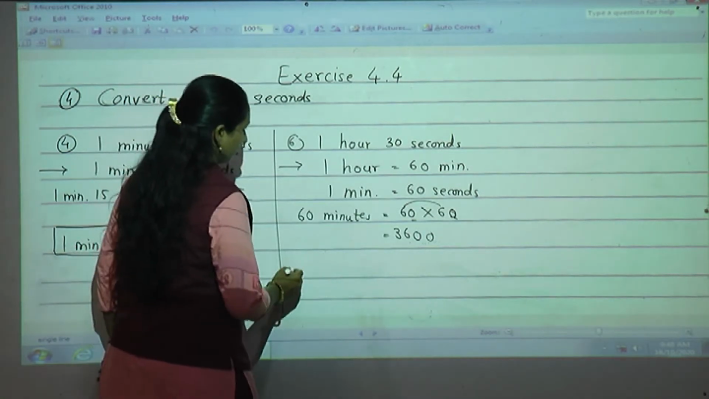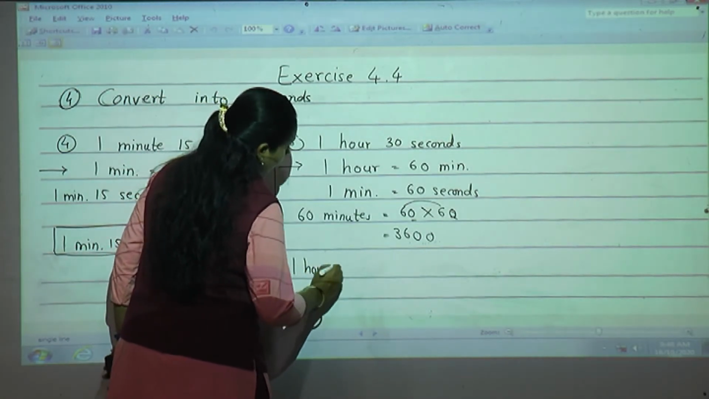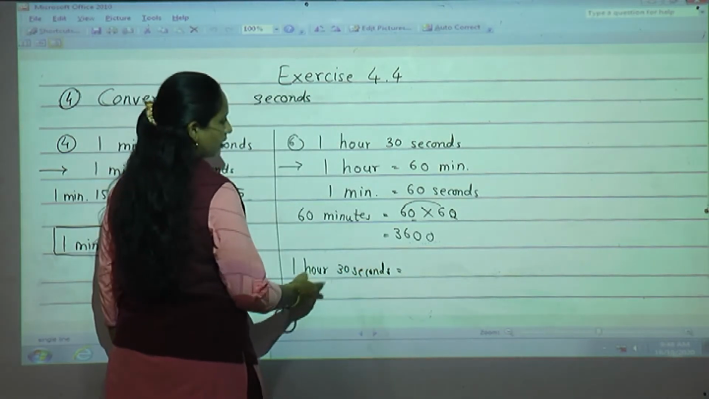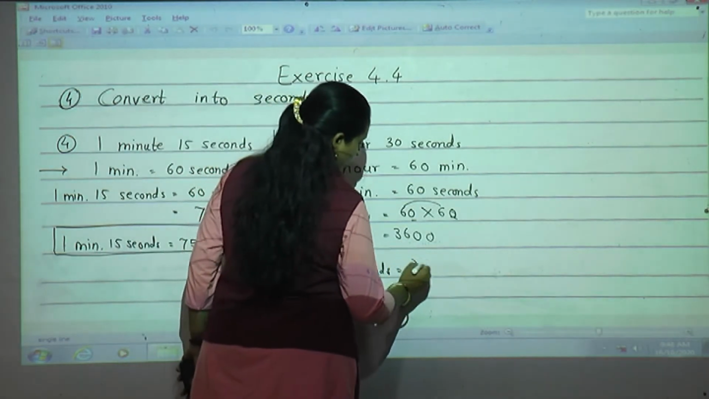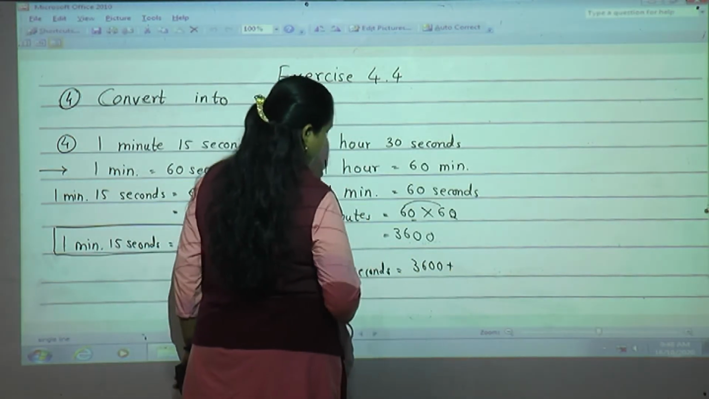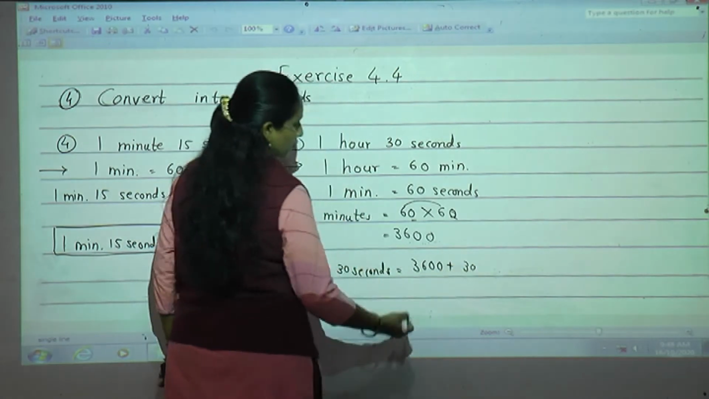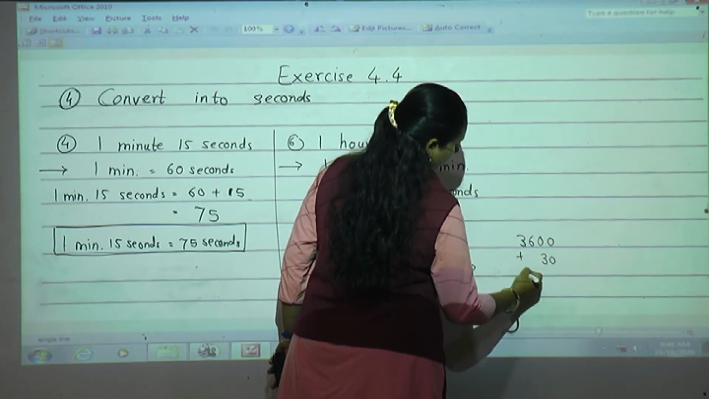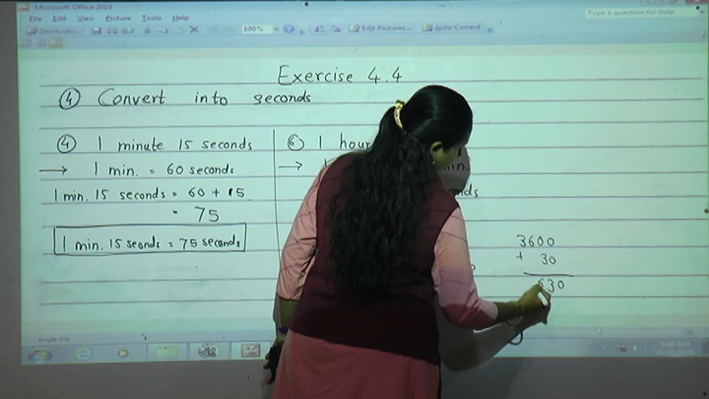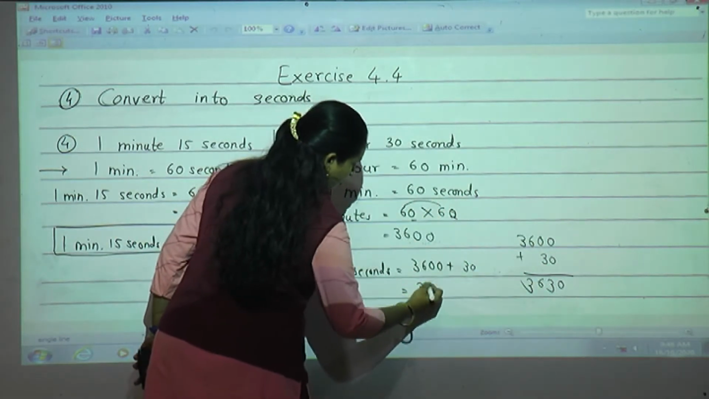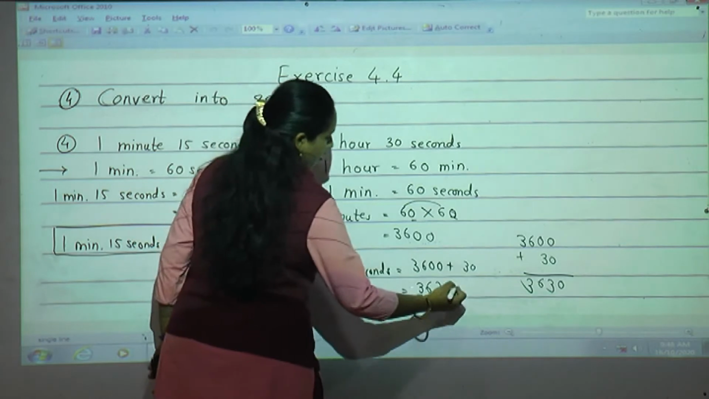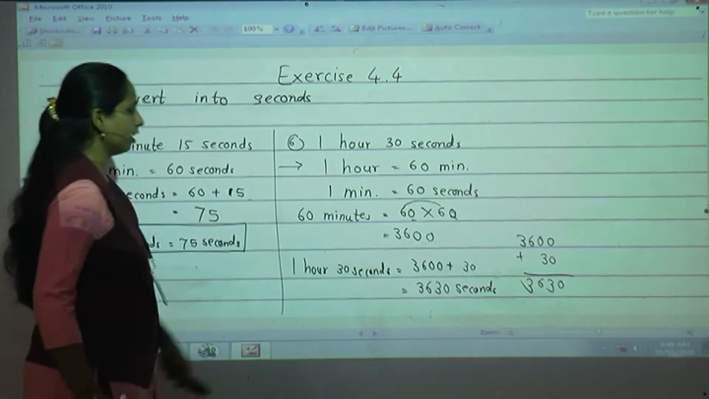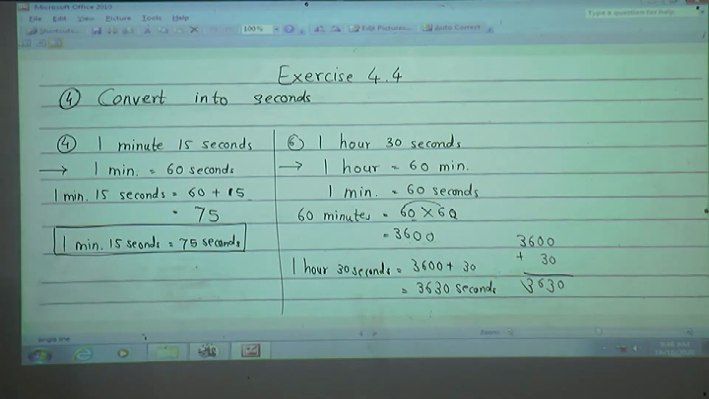Okay. Now here we have to add 1 more seconds, that is 30 seconds. So 1 hour 30 seconds is equals to 1 hour we have converted into seconds, that is 3600 plus 30 seconds. So do the addition, 3600 plus 30, 0, 3, 6, 3. So the answer is 3630 seconds. So here write once again and write the answer and do the bracket.